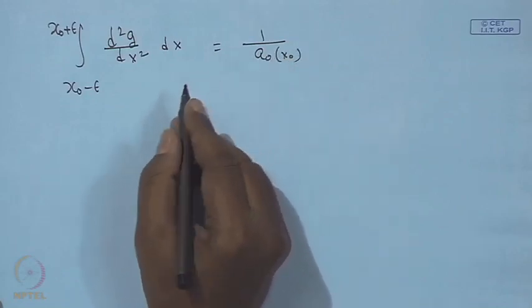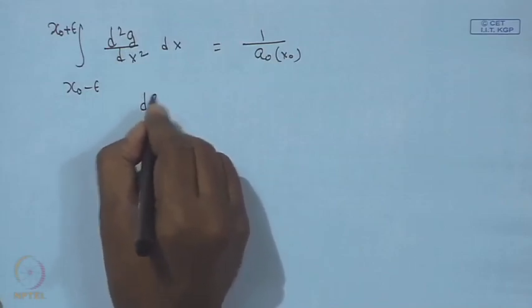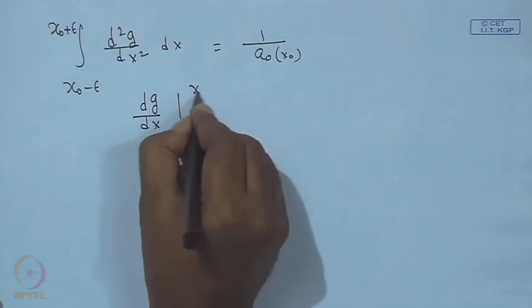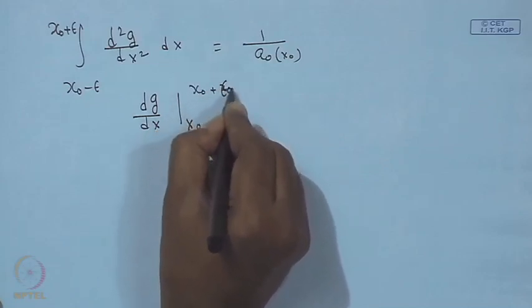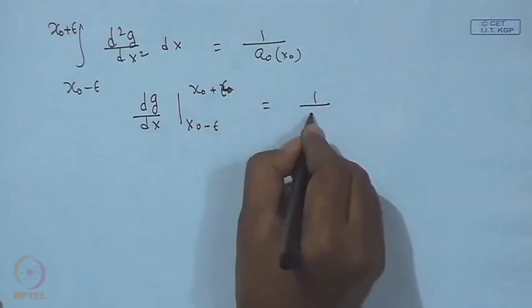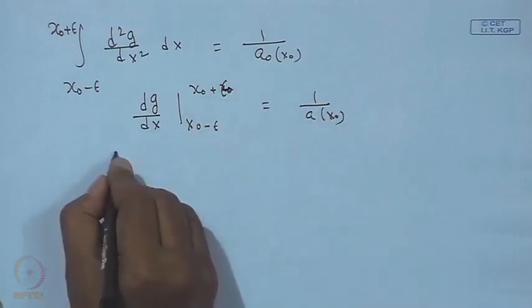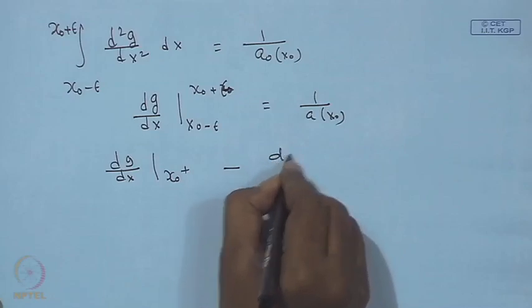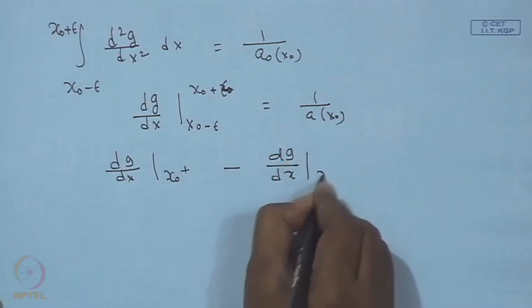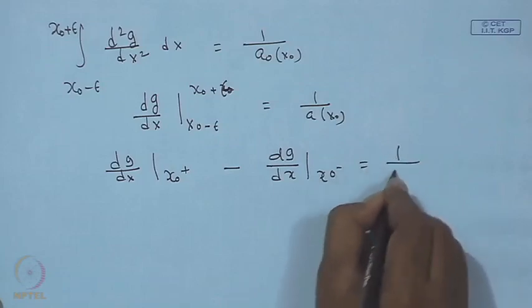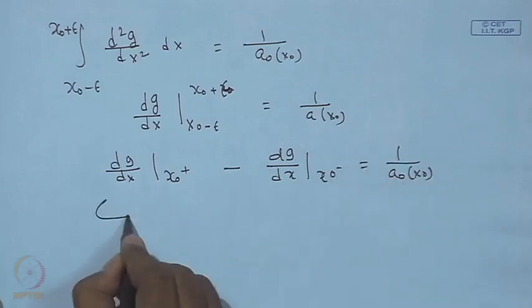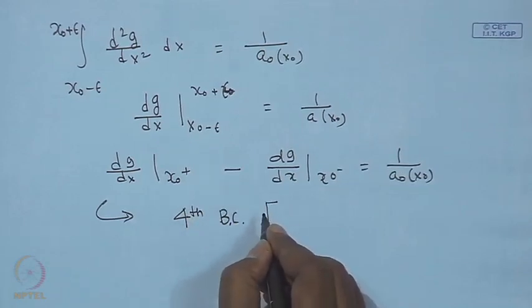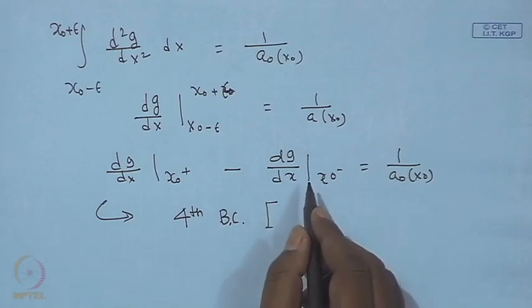Now, integration of this will be giving you dg dx from x naught minus epsilon to x naught plus epsilon equal to 1 over a0 x naught. So, dg dx evaluated at x naught plus minus dg dx evaluated at x naught minus is equal to 1 over a0 x naught. So, this gives the fourth boundary condition, and this is also known as the jump discontinuity equation.